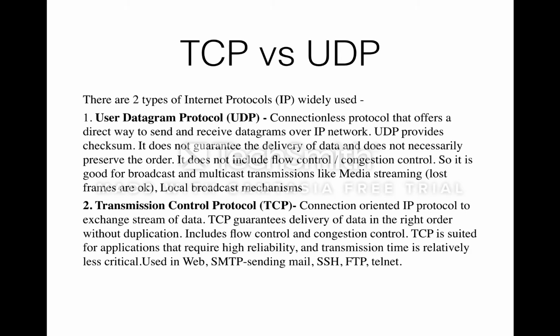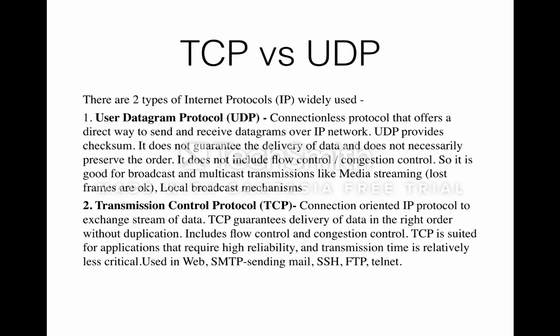So let's dive in. TCP versus UDP. TCP and UDP are two internet protocols. They are widely used for different purposes, of course. First is UDP, that is the user datagram protocol. UDP is a connectionless protocol that offers a direct way to send and receive datagrams over IP network. So that means there is no need to establish a connection beforehand, and that data can be sent over to any other program over the network.